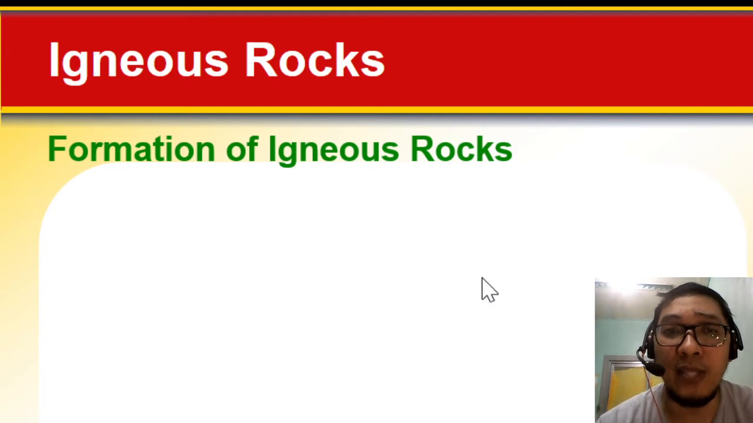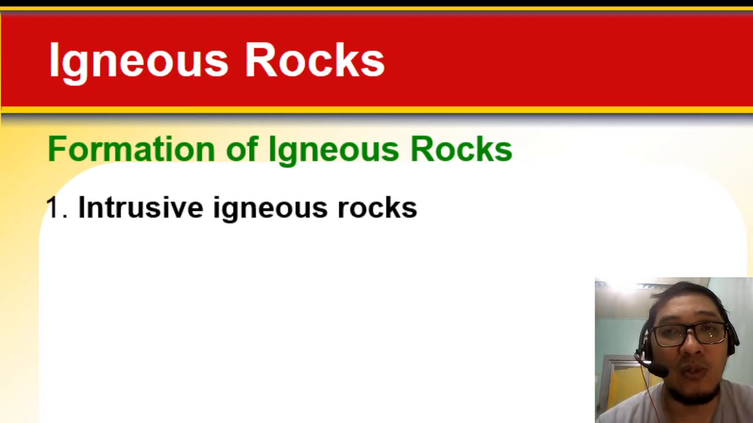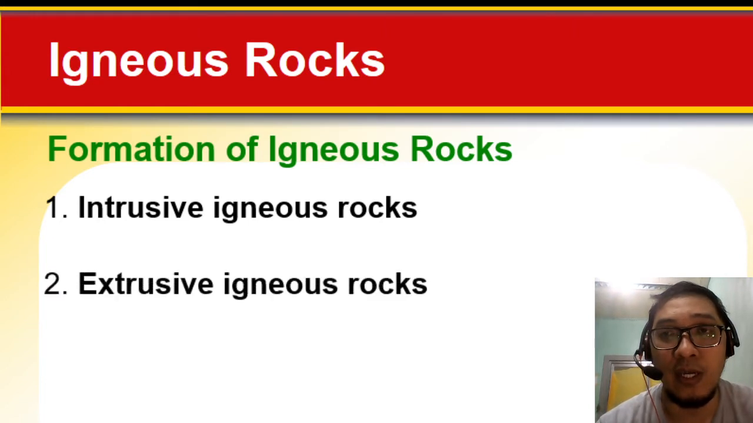Since we're done with the rock cycle, because it is part of your task, let's proceed to the formation of igneous rocks, which is one of the types of rock. There are two kinds of igneous rocks. The first one is called intrusive igneous rock, and the other one is extrusive.